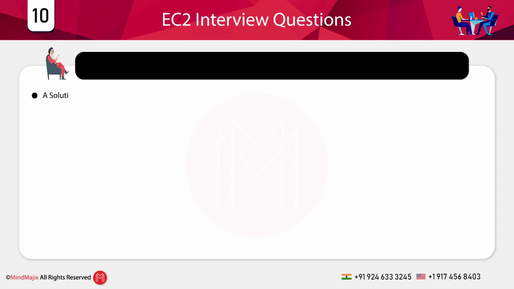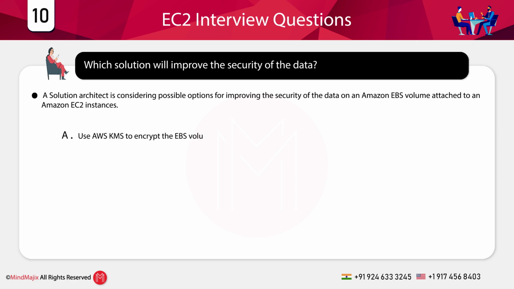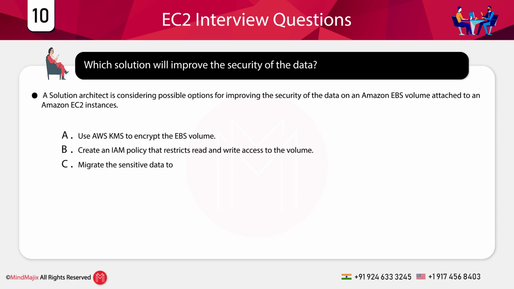A solution architect is considering possible options for improving the security of data on the Amazon EBS volume attached to the EC2 instance. They're concerned about the security of the data. Which solution will improve the security of the data? A: Use KMS to encrypt the EBS volume. B: Create an IAM policy that restricts read and write access to the volume. C: Migrate the sensitive data to an instance store volume. That is ephemeral storage, so C is obviously not an answer.